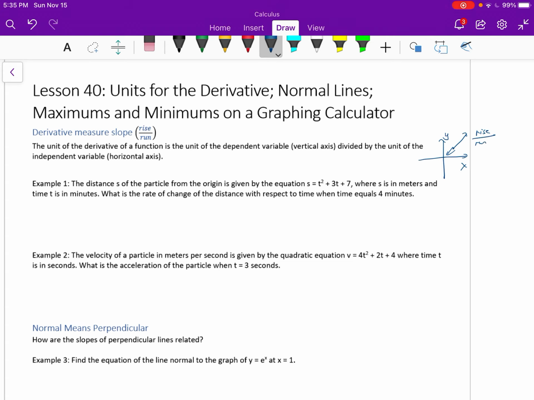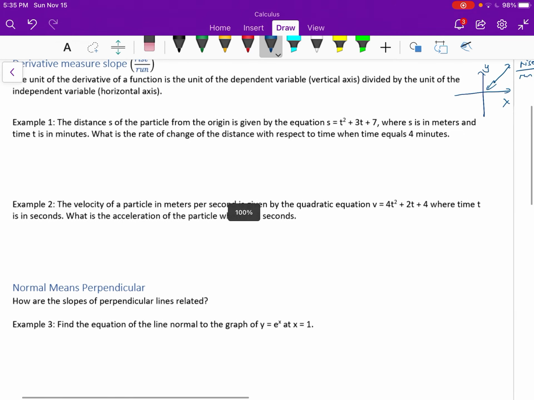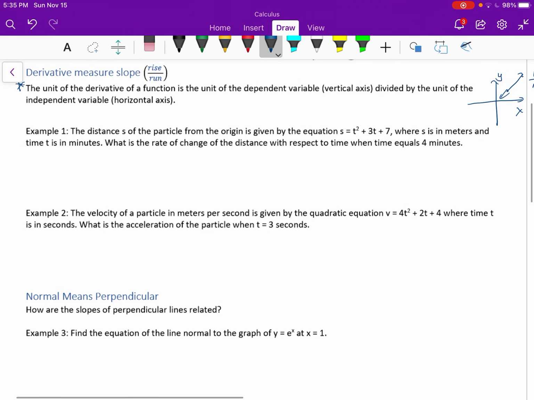So it's your dependent variable over the independent variable. Here in this statement, it says the unit of the derivative of a function is the unit of the dependent or vertical divided by the unit of the independent variable or the horizontal axis. And so that's going to be helpful in many different situations. We'll be looking at some physics type questions here.